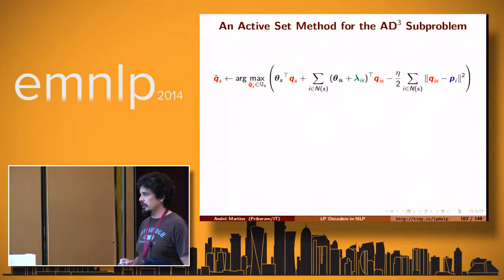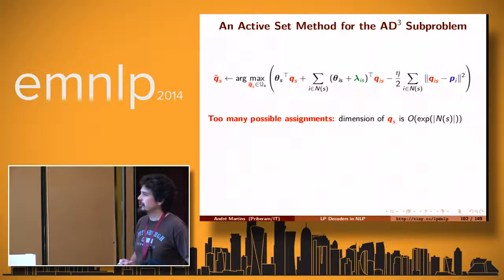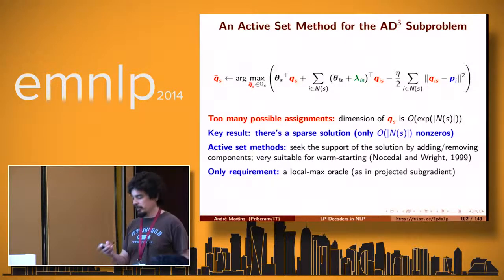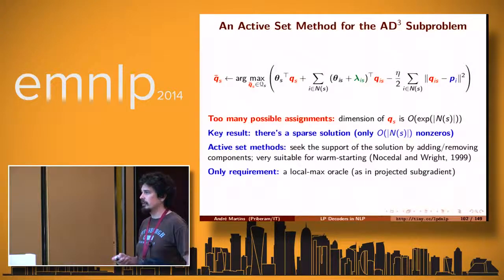All right, so just to give an intuition about how this active set method works, this is the subproblem that arises in AD-cubed, and the issue with that is that the dimension of these QS variables is exponential in the degree of the factor. And the crucial fact that solves this problem is that we can prove that the solution of this problem is sparse. So there is a solution that has only a linear number of non-zeros. So we can represent a solution by using a linear number of configurations for the factor.